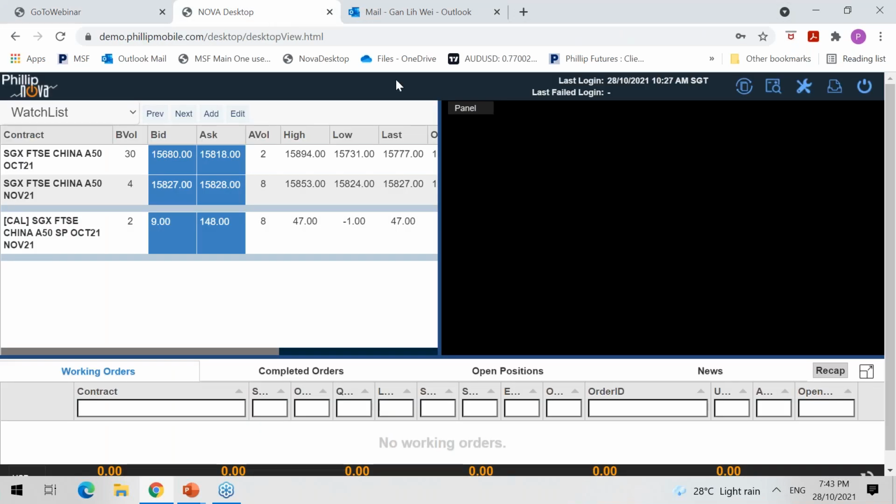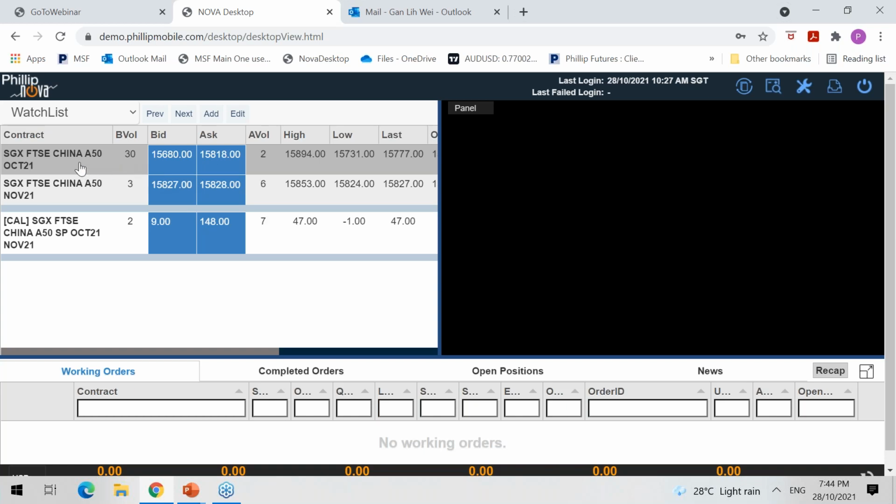Right over here, we can see the demo platform for Nova. If you are interested to sign up to take a look, feel free to look at the last slide later on and key in your details. Shown here, because this is a demo, we do not have the US indices. We are using another index futures, which is the China A50 contract on the SGX.